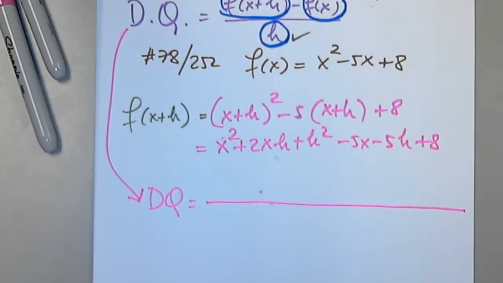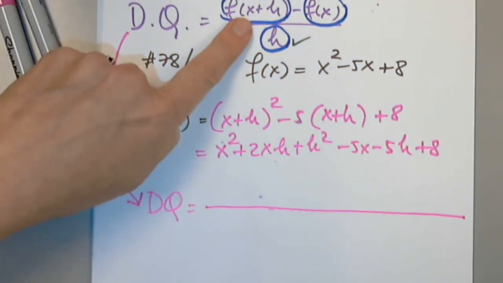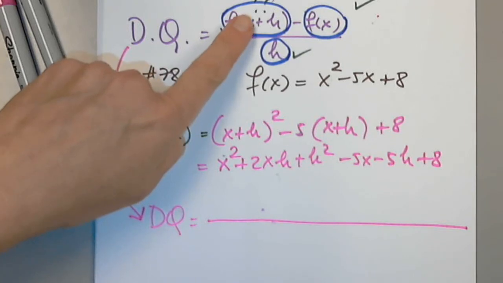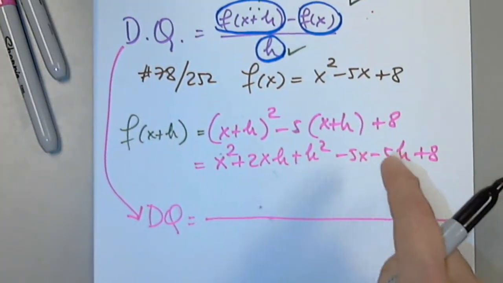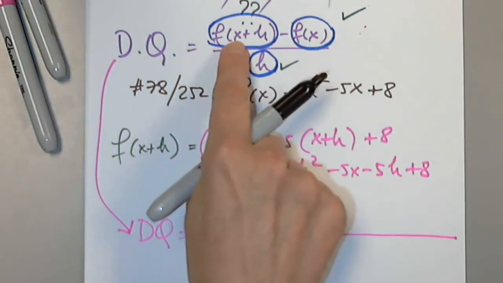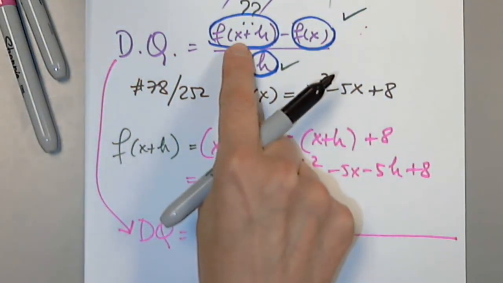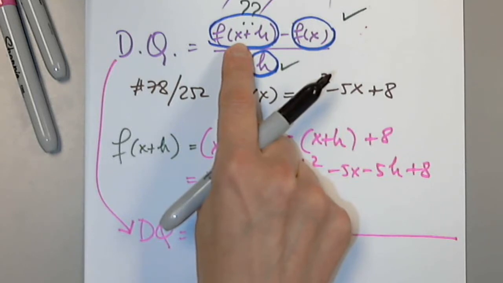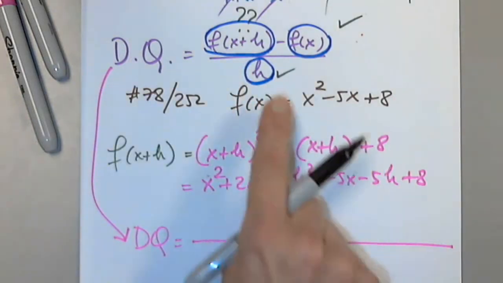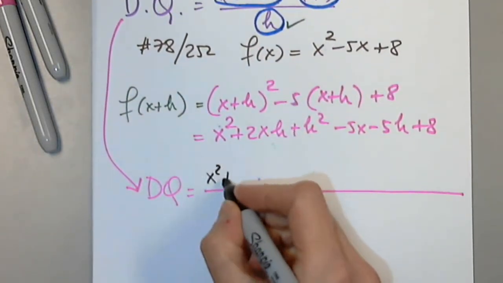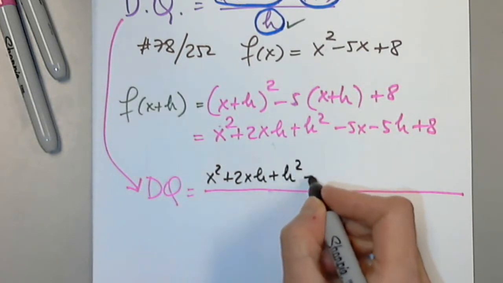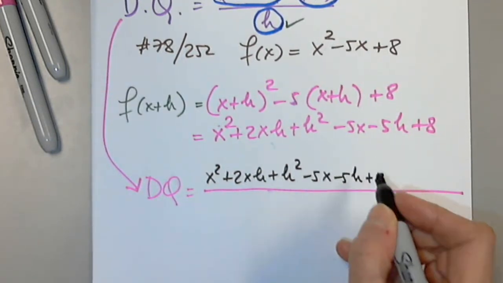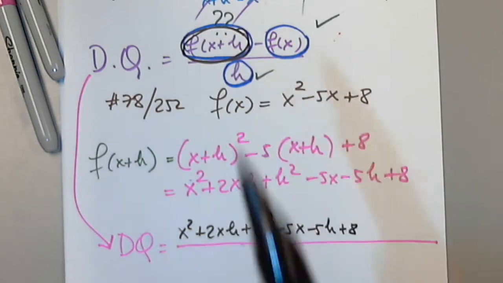Can anyone dictate? Other than Tom. I need this piece. 1, 2, 3, 4, 5, 6 terms. So these 6 terms make that piece. Are you with me? We just simplified that. I have to put it in. So x squared plus 2xh plus h squared minus 5x minus 5h plus 8. I'm done with this piece.